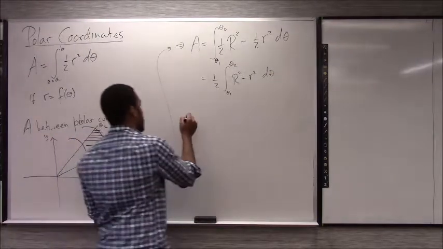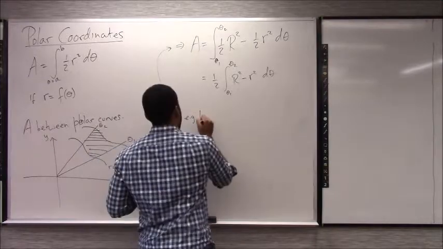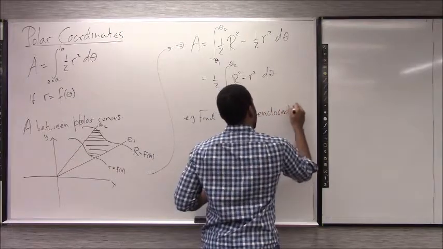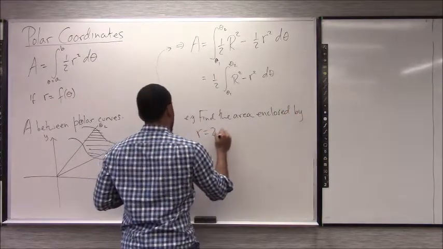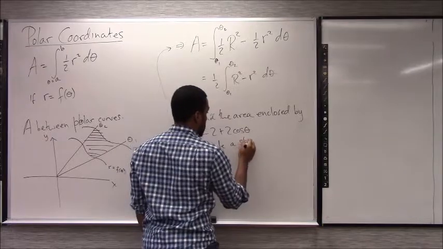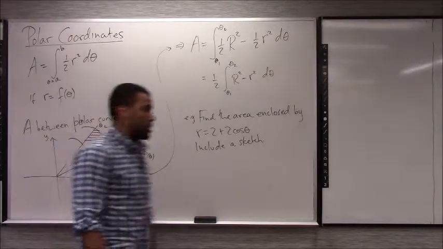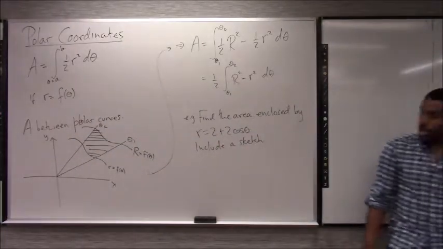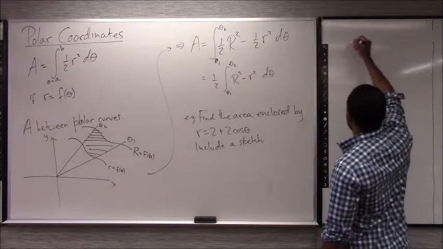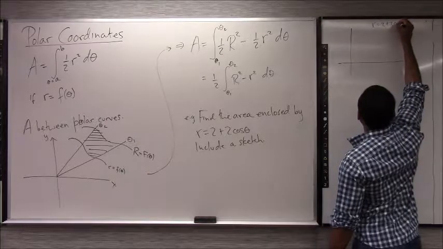But let's actually do an example. Find the area enclosed by r equals 2 plus 2 cosine theta. So remember, when we're doing polar coordinates and we want to sketch something that's kind of strange, we first sketch the trig function, and then we translate that to the xy plane. So the first thing I'm going to do here is sketch what r equals 2 plus 2 cosine theta looks like.